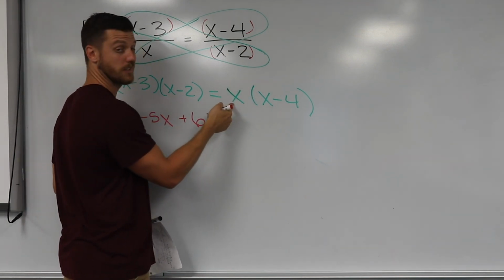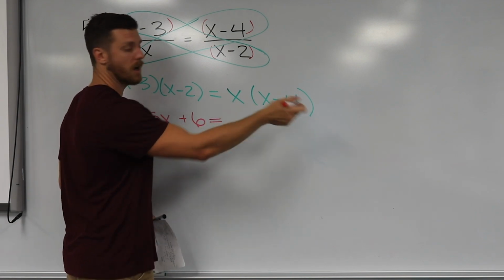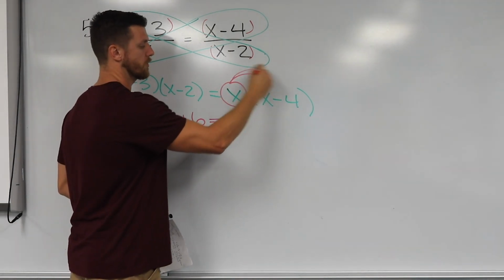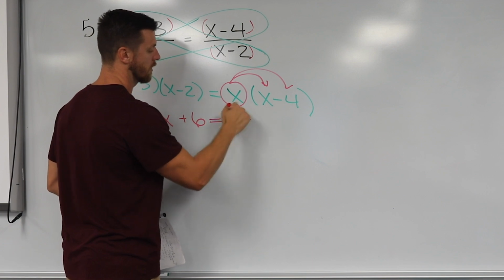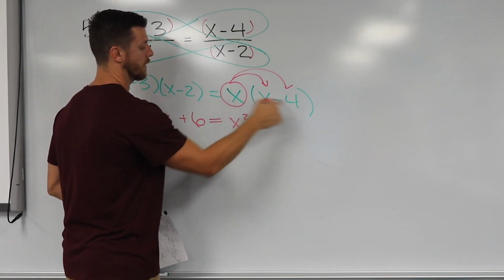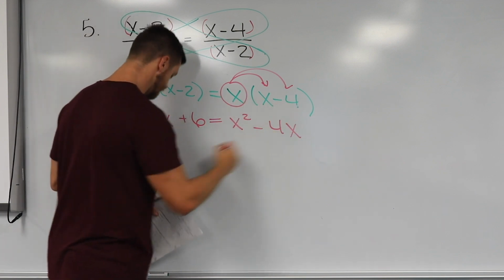Now this one, you don't have to use box. This one's simple because this is a monomial times some polynomial, and I just distribute that in. You get x squared, x times x, minus x times 4, 4x.